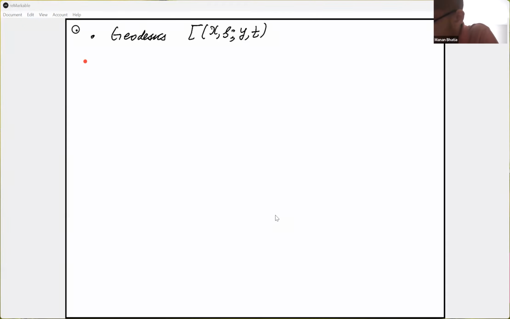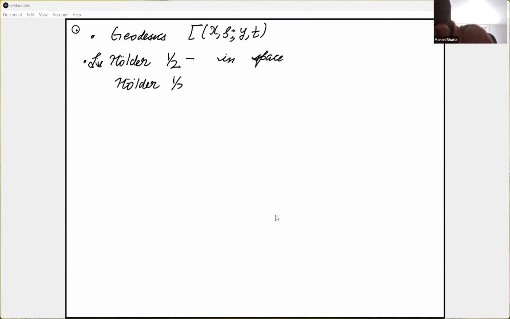And what else should I say? I should tell you another important property, the regularity of the landscape. The landscape is Holder continuous with 1/2 minus in space, and Holder 1/3 minus in time.